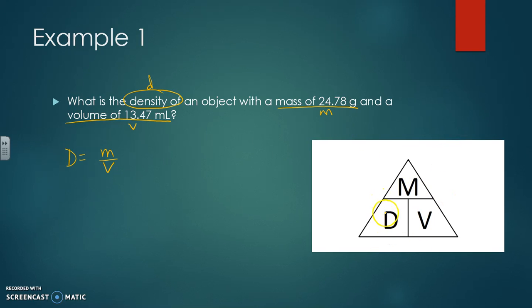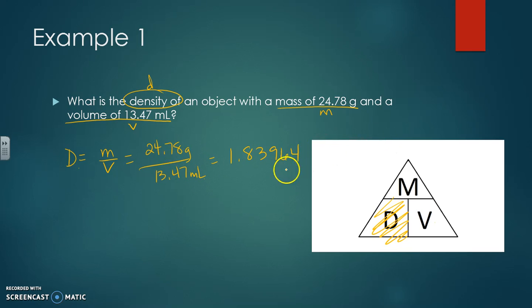Okay, we're looking for density. So if you use this triangle here, you can cover it up and it tells you you need to do mass divided by volume. If you don't use this, you just set it up this way, plug in for the letter that you're looking for, all the letters that you know, and solve for what you don't know. Okay, so we know we're looking for density. Our mass is 24.78 grams. And our volume is 13.47 milliliters. Okay, so now 24.78 divided by 13.47. And the calculator gives us 1.83964 and so on.